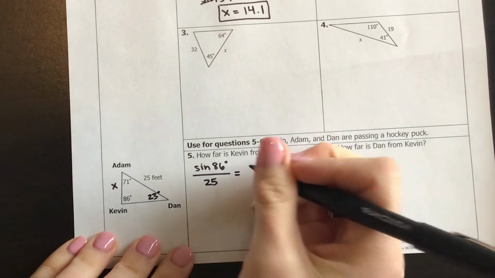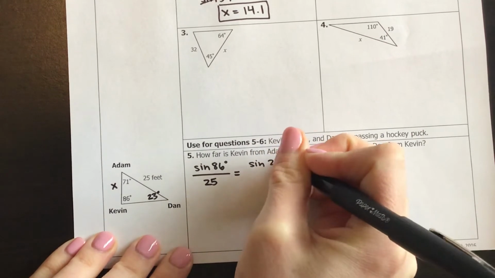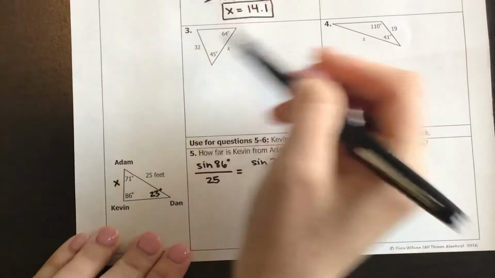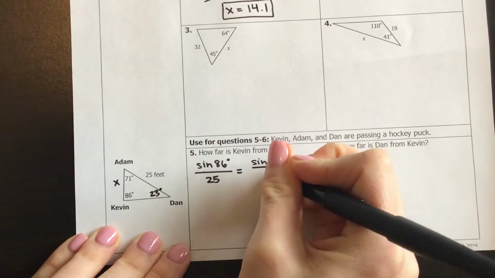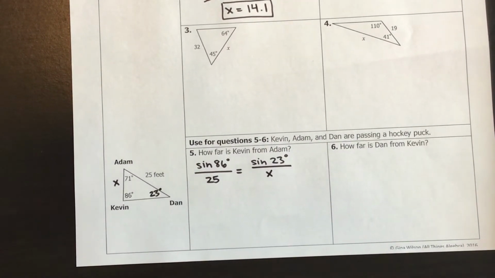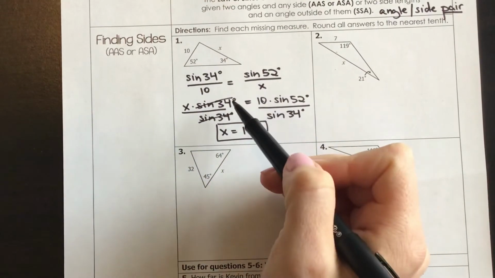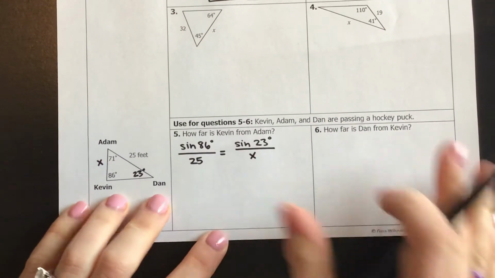All right, so now we have the sine of 23 degrees. So this is technically the angle side angle case, even though it works just as easily as this one. So over x, we're now looking at the exact same setup. So this was just a touch more advanced than number one because you had to find one of the missing angles, but then the setup is identical. So we're going to solve it just like we did number one.